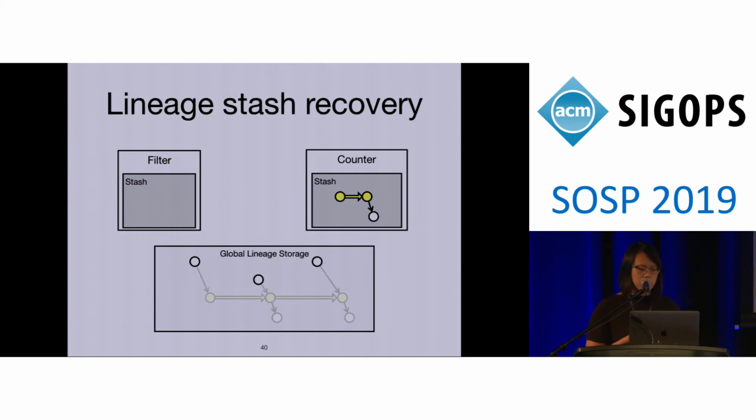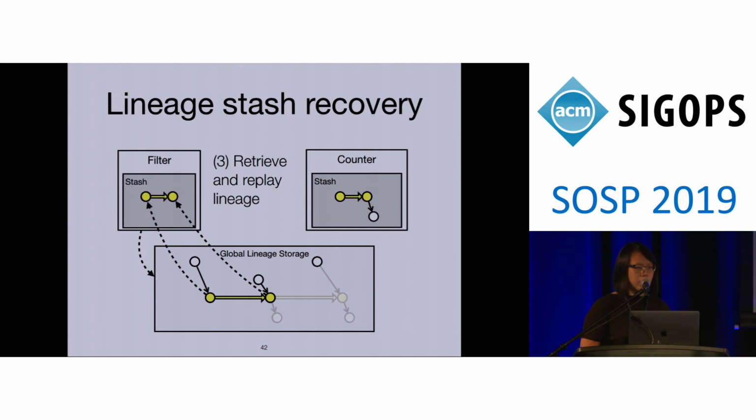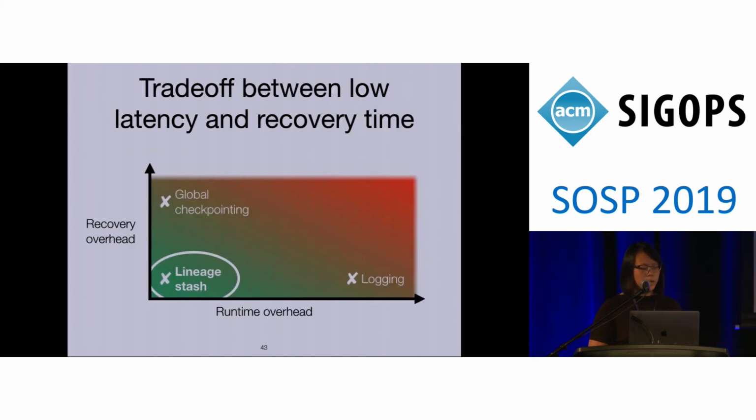So the counter process will first flush its local lineage stash to the global lineage store, and then acknowledge that to the recovering process. Now that the lineage is in the global store, the recovering process can just retrieve and replay its lineage from the global lineage store, and this step is actually exactly the same as an asynchronous logging approach. And so that's what allows us to get the low recovery overhead in addition to the low runtime overhead.